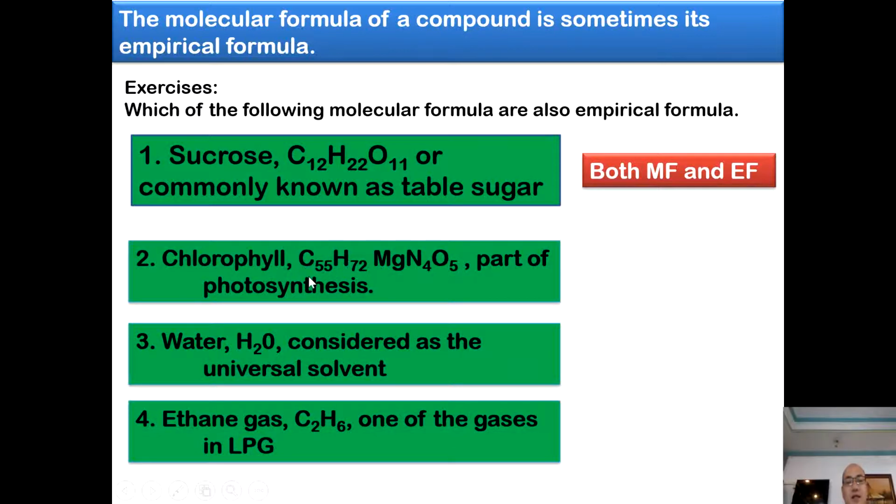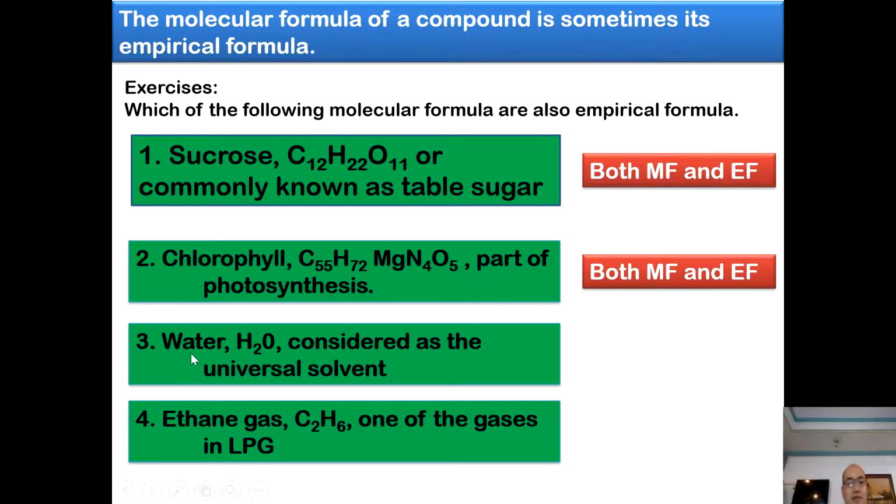But looking at the subscripts, there is no common factor aside from 1, which means that this formula of chlorophyll is considered a molecular and, at the same time, an empirical formula. Okay, let's go to the third example.